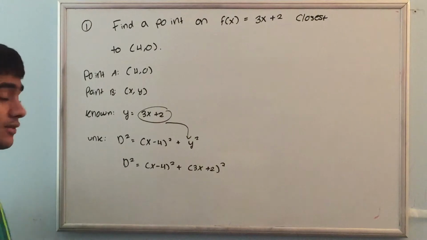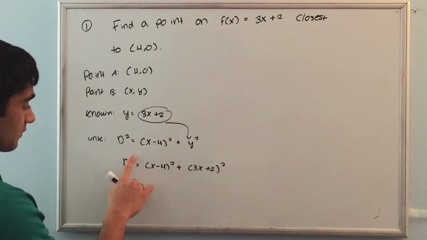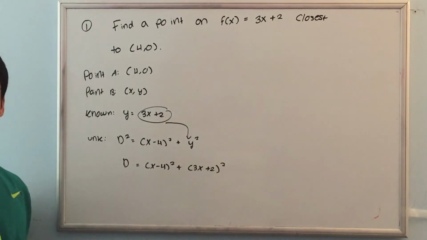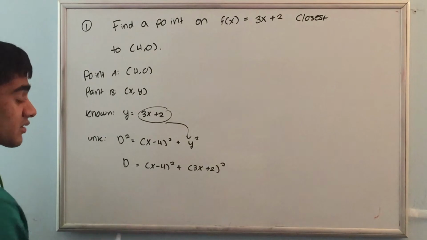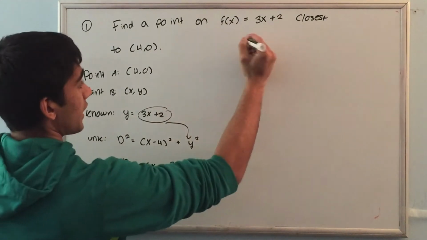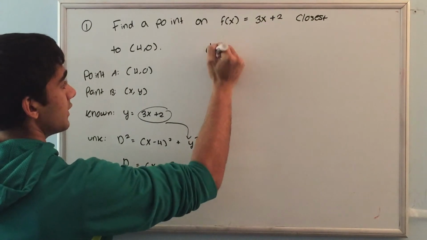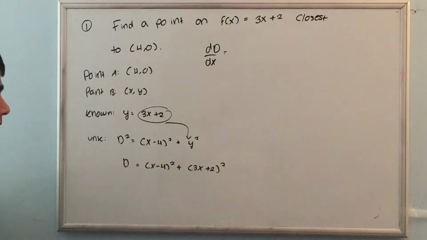So now we can actually take the derivative of this. I'm just going to get rid of this square, because if we have a max or a min, and we take the square root, the point is still going to be the max or a min. So the square doesn't matter. In this case, all we have to do is take the derivative of this. So we need to find dd/dx, or the derivative of d with respect to x.